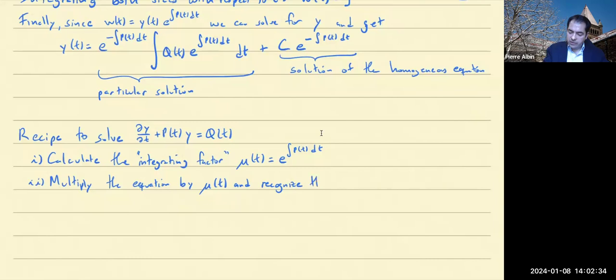And recognize the left-hand side as an exact derivative, right? As the derivative of some function. That's why this is called an integrating factor, because it makes the left-hand side into a derivative of a single function.